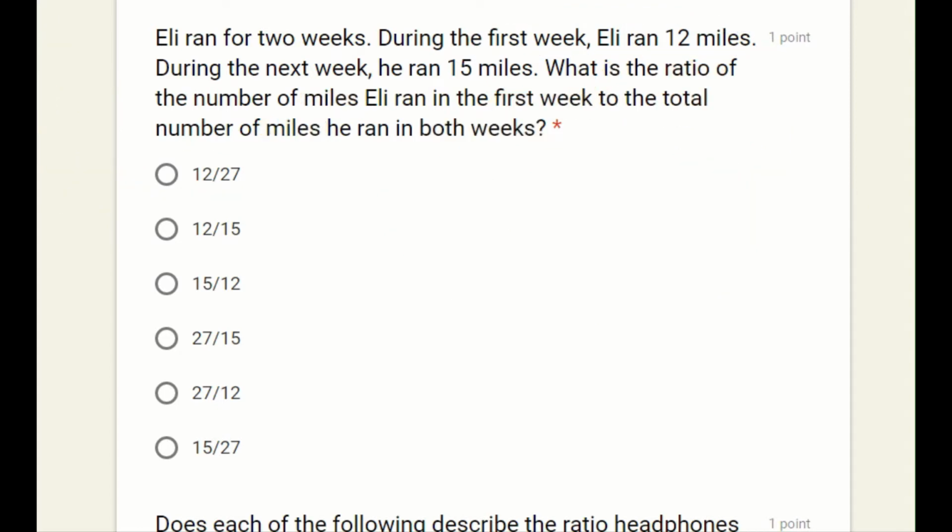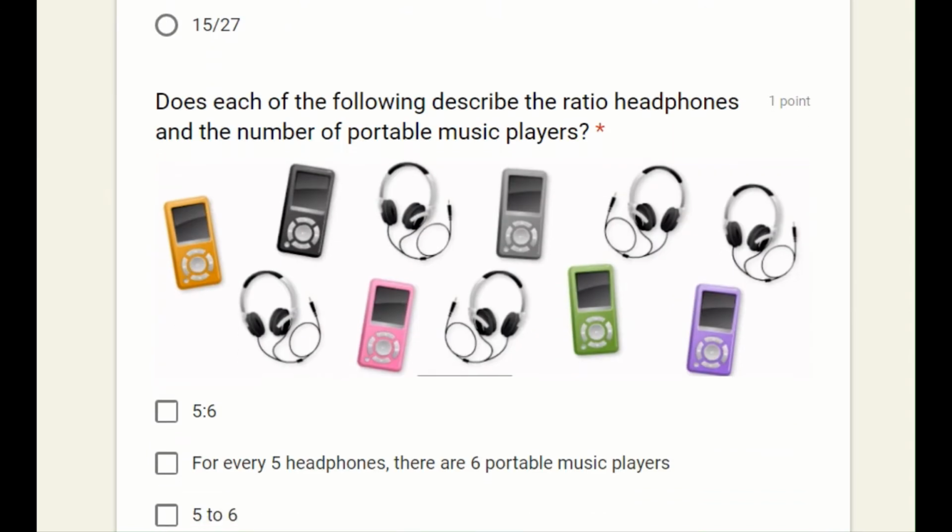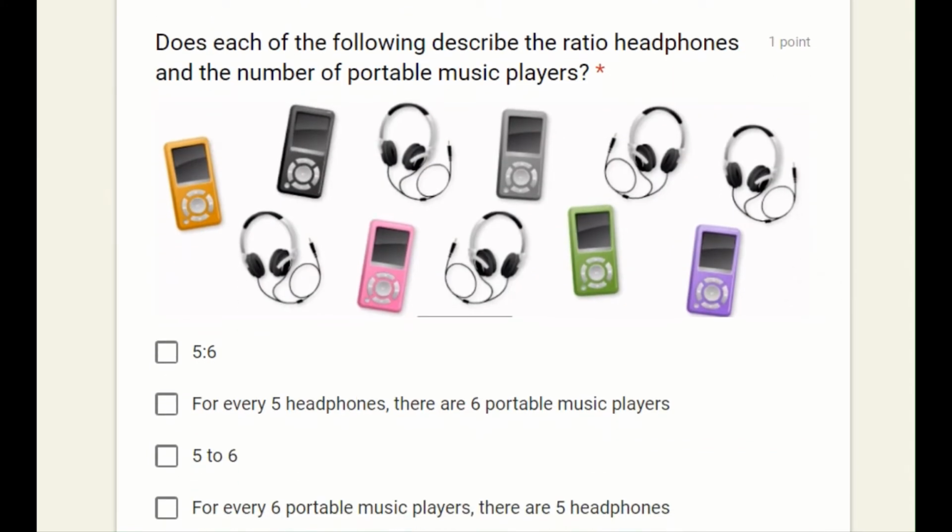The next one. Nice and pretty and colorful. Does each of the following describe the ratio of headphones and the number of portable music players? So we're looking for headphones to portable music players. So I'm going to count up the number of headphones. 1, 2, 3, 4, 5 headphones. So I'm going to put 5 underneath the headphones. Colon, because that's a way to write ratio.